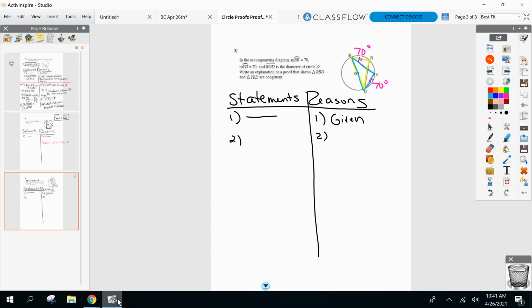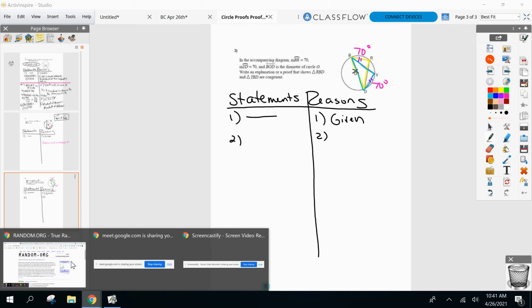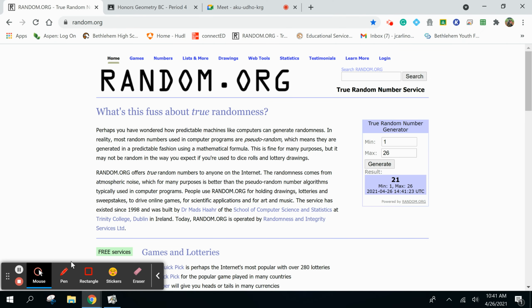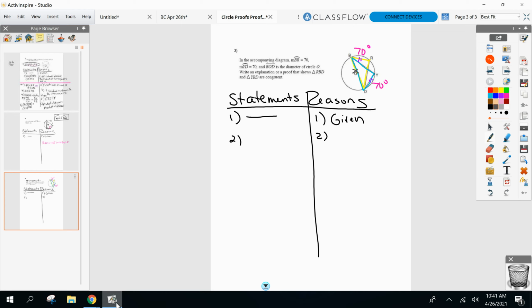Zach, what else you got for me that's true? I said BD is congruent to BD. Oh, you sucker, going the reflexive way. All right, we got reflexive. You got me there. So we got two sides. We're getting there. Even if you didn't, just keep going. Whatever you know is true. Go ahead, Hannah. What else is true?